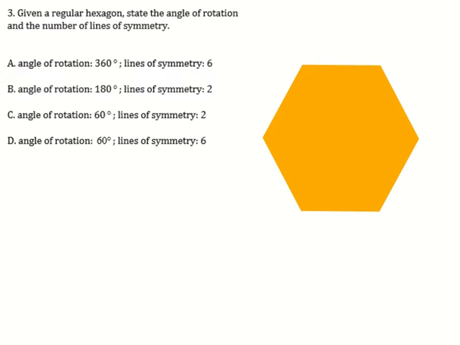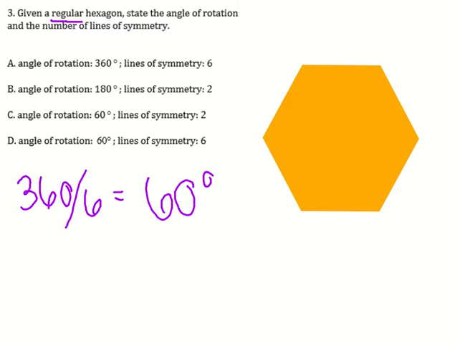Let's get started. Question 3: given a regular hexagon, emphasis here is regular, state the angle of rotation and the number of lines of symmetry. I provided a picture for you of what a regular hexagon looks like. The emphasis here is again on regular. So what I can do right away is take 360 and divide by 6, the number of sides of a hexagon. We could count them if we needed to. So 360 divided by 6 is going to be 60 degrees.